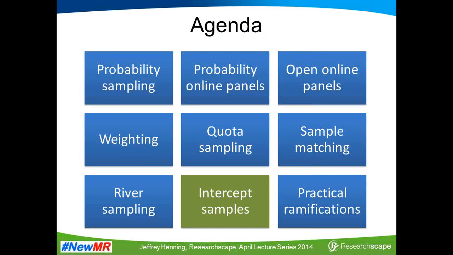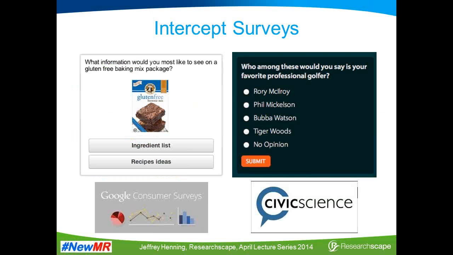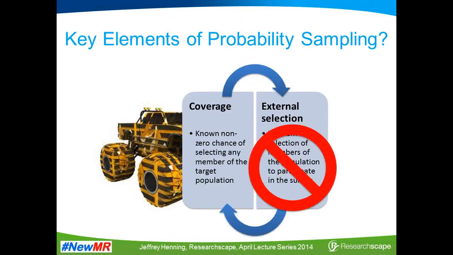Because of those concerns about panel conditioning, there's been interest in intercept samples. It can be as simple as you're reading the Pittsburgh Post-Gazette, and here's a survey they want you to take. It's going to be three quick questions about Pittsburgh and the Olympics. Or you're visiting a news site, and you have to answer a short 1 to 10 question survey before you can see the rest of the article. Civic Science pioneered this first, and then Google Consumer Surveys came along, and RIRI also does intercept surveys.